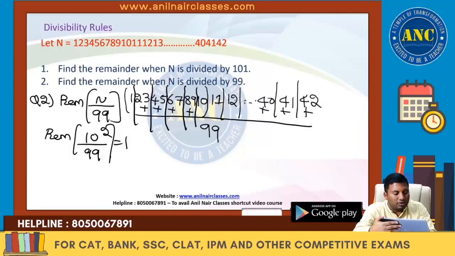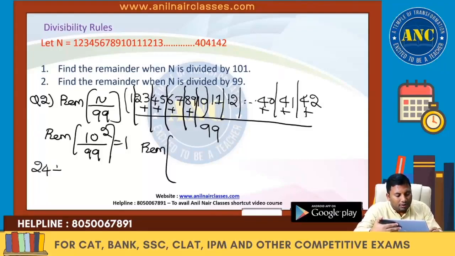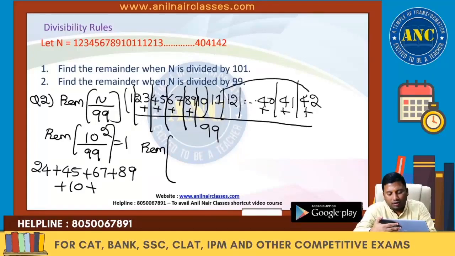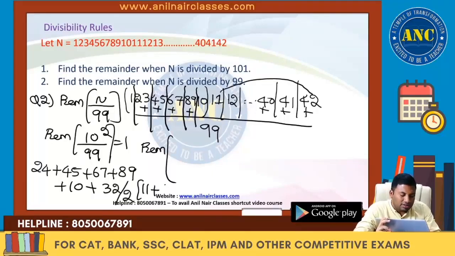Take a group of 2 digits and add them. So the answer is nothing but the remainder of 23 plus 1 is 24, plus 45, plus 67, plus 89, plus 10, plus from 11 to 42. From 11 to 42, in total how many numbers are there? 32 numbers. n by 2 into first term plus last term: 32 by 2 into 11 plus 42.